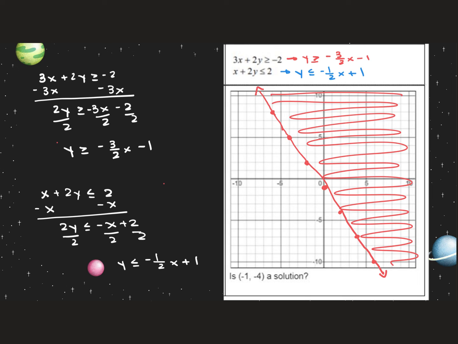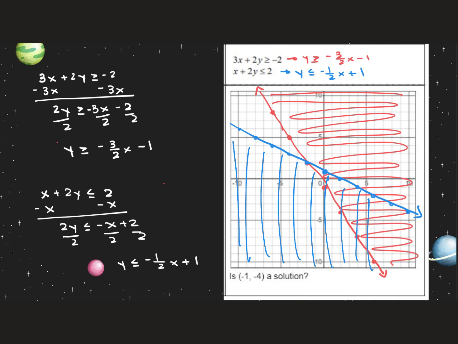Graphing my equation in blue, we're going to start at positive 1. And I'm going to go down 1, to the left 2. Up 1, to the left. All right. And again, we're going to have a solid line. And here we're going to shade below. And again, we can see this overlapping region of red and blue is my solution area.